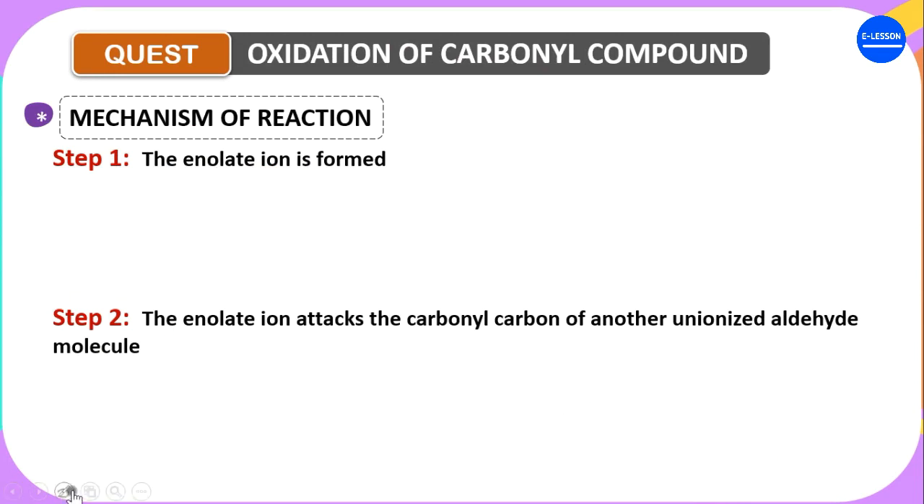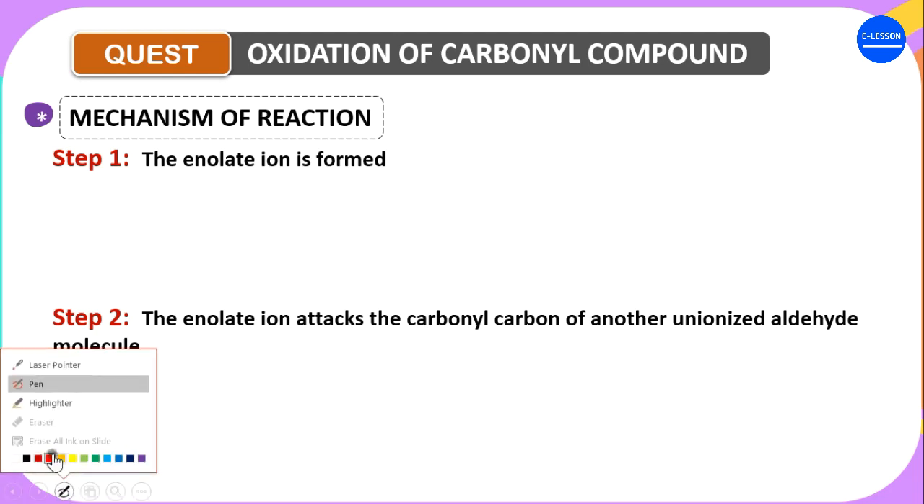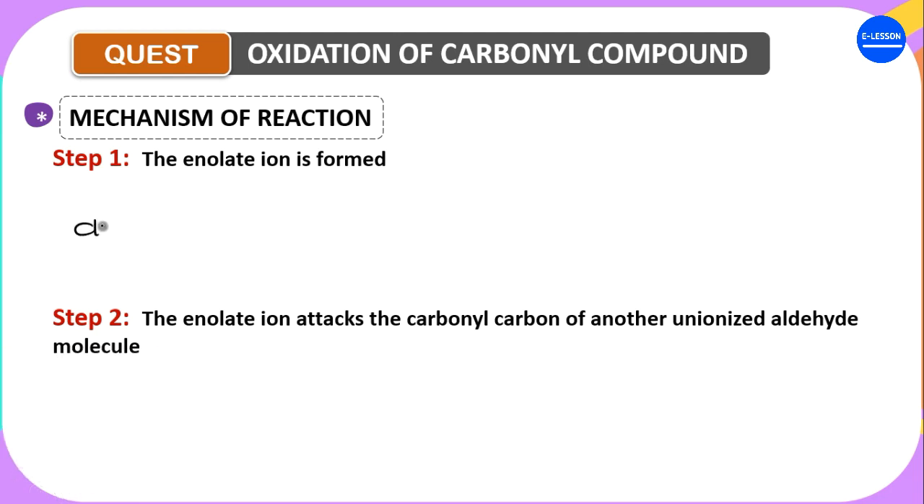So for ketone, for instance, let's say you have CH3, C double bond O, CH3. Any one of them can react because this is what? Alpha hydrogen here. This is alpha hydrogen. So ketone has how many alpha hydrogens? 2 alpha hydrogens, right? So let's use this one. So this becomes CH3, C double bond O, CH2, then 1 hydrogen up here.